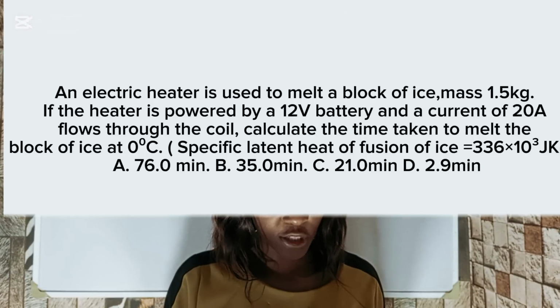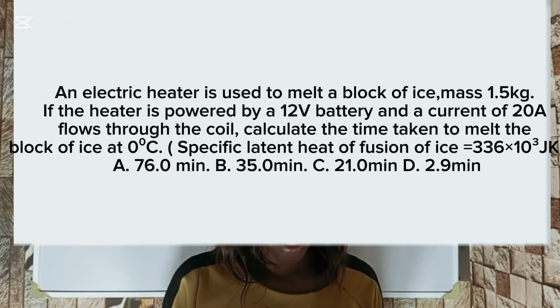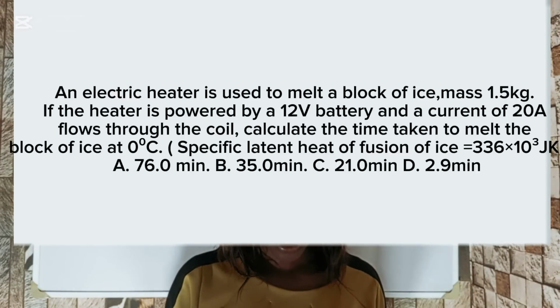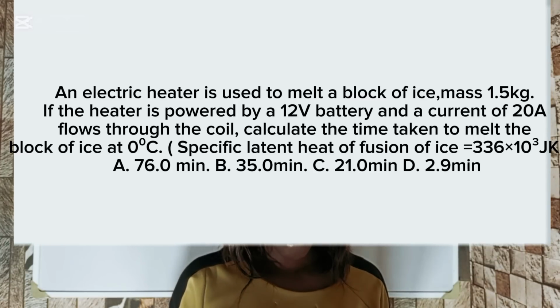An electric heater is used to melt a block of ice, mass 1.5 kilograms. If the heater is powered by a 12-volt battery and a current of 20 amperes flows through the coil, calculate the time taken to melt the block of ice at 0 degrees Celsius, given the specific latent heat of fusion of ice to be 336 times 10 raised to the power 3 joules per kilogram. We have the following options. Option A, 76.0 minutes, option B, 35.0 minutes, option C, 21.0 minutes, and option D, 2.9 minutes.